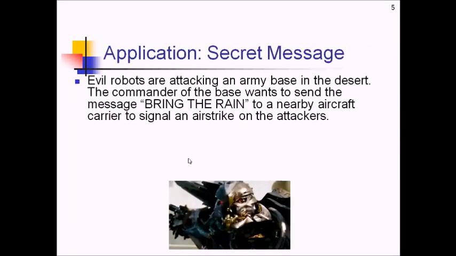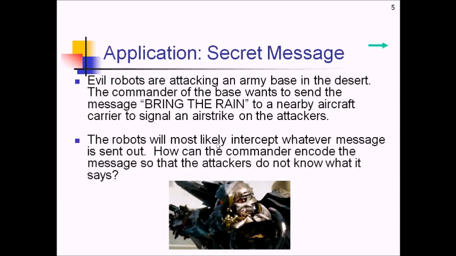We're going to shift gears now to look at another application of matrices, secret messages. Let's say evil robots are attacking an army base. The commander of the base wants to send the message, "Bring the rain," to nearby aircraft carriers to signal an airstrike. But the robots are probably going to intercept that message anyway. How can we encode the message so that the attackers don't know what it actually says?